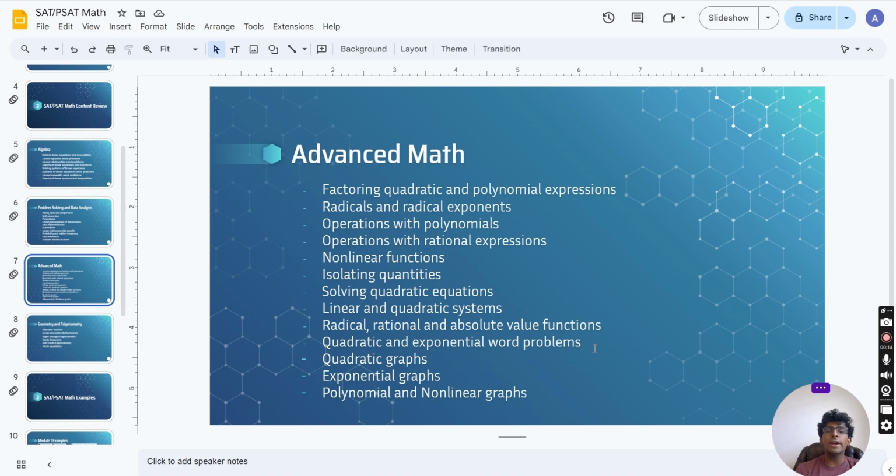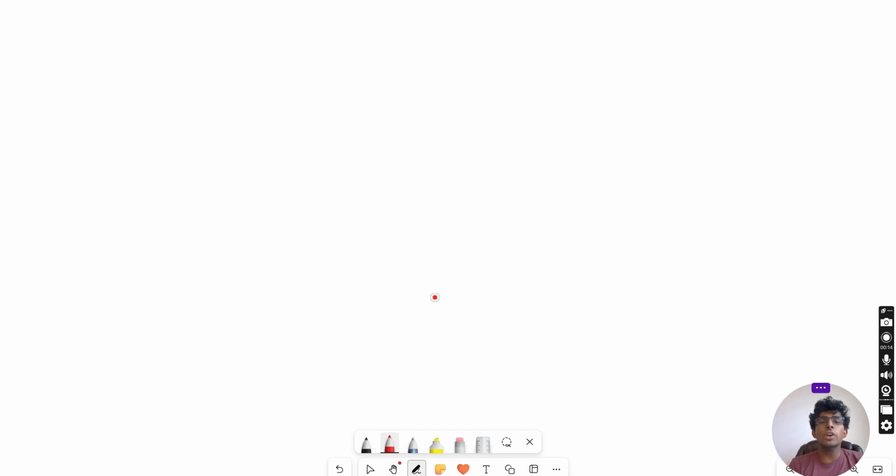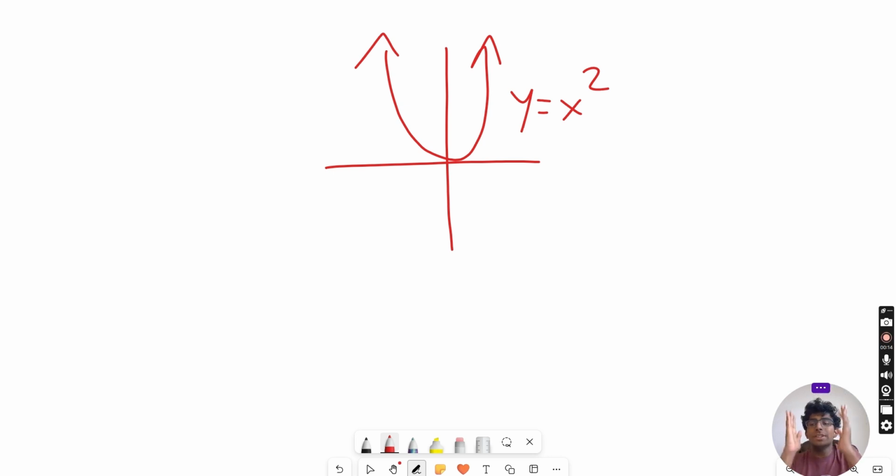Quadratic graphs and exponential graphs, we're going to do those together actually. So quadratic graphs, quadratics are typically U-shaped. So this U-shape is like y equals x squared, for example. Our A term determines whether our parabola opens up or down or left or right. This would be x equals y squared. If our A term is positive, our parabola is going to be opening up.